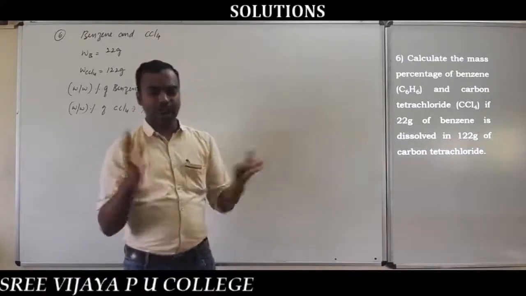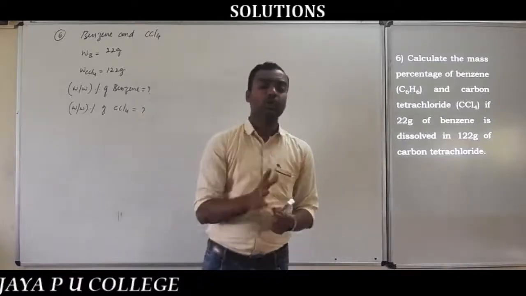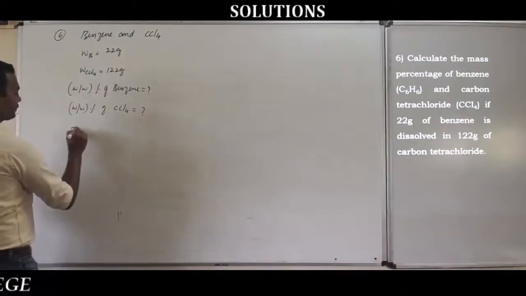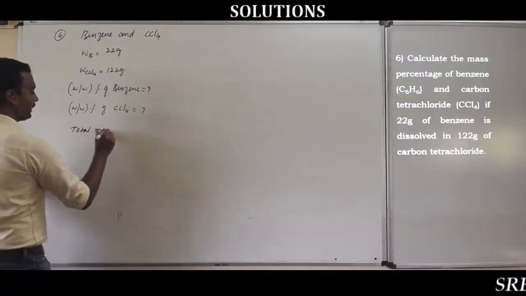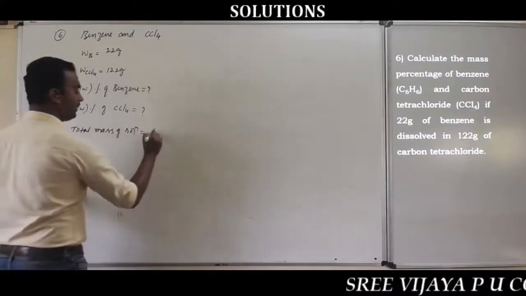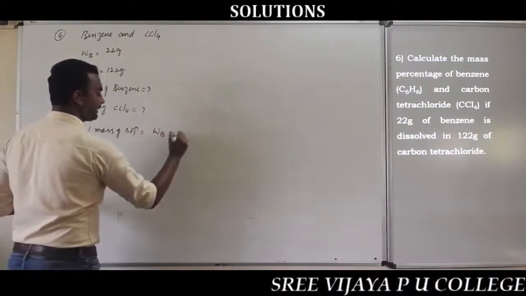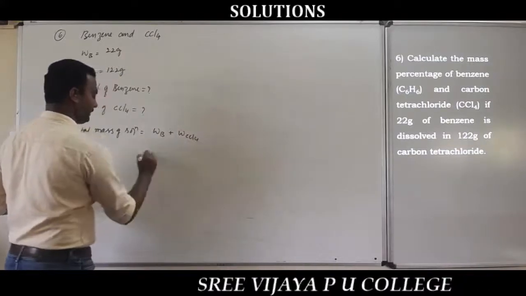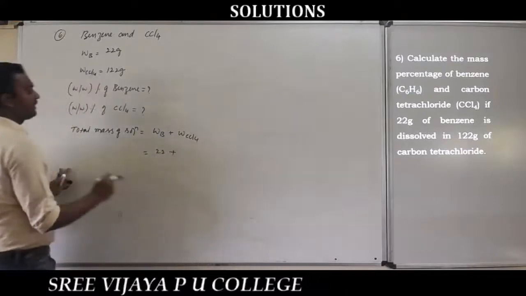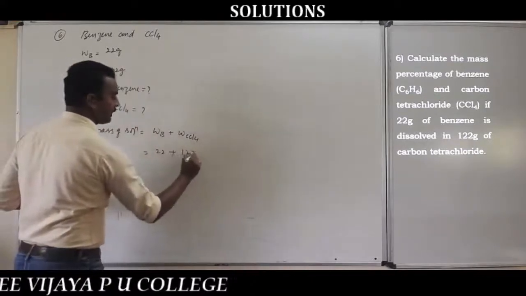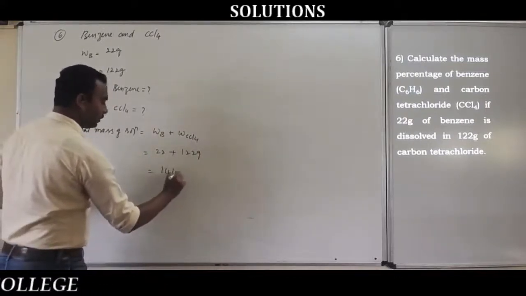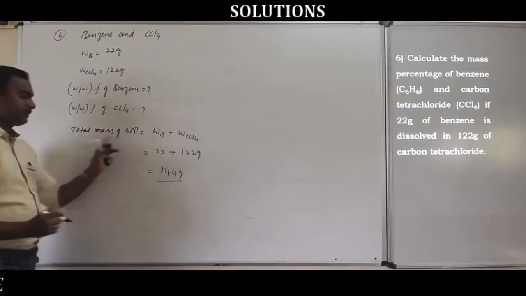If we add solute and solvent together, we get the total mass of solution. So first we have to find out total mass of solution. Total mass of solution is equal to mass of benzene plus mass of carbon tetrachloride. Mass of benzene is given, that is 22 gram. Mass of carbon tetrachloride is given, that is 122 gram. That is equal to how much total? That is 144 gram is the total mass of solution.